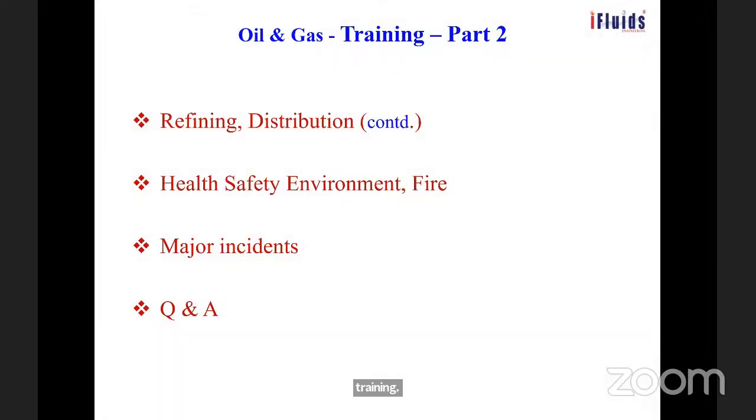So we will continue with the refining and distribution, which yesterday we saw only the crude unit in a more elaborate way. Today we will go in a quick session because many other things are following now. So after refining and distribution, you will see health, safety, environment and fire, and major incidents. And it will be followed by your question and answer session.